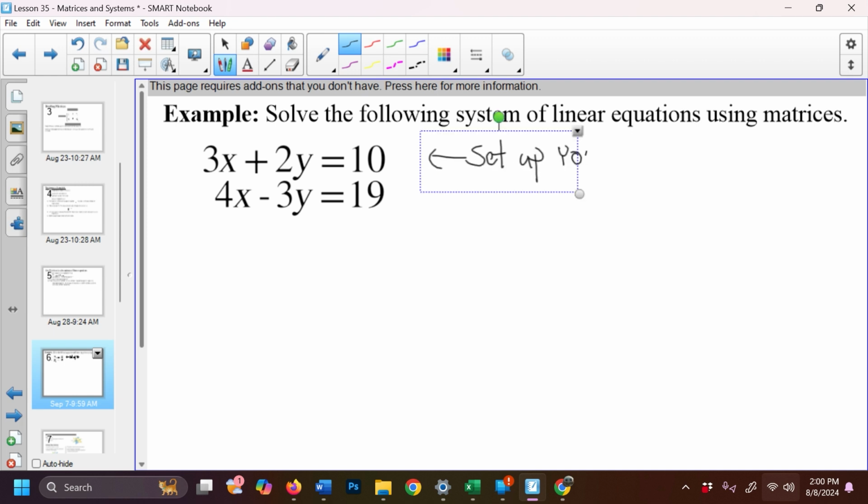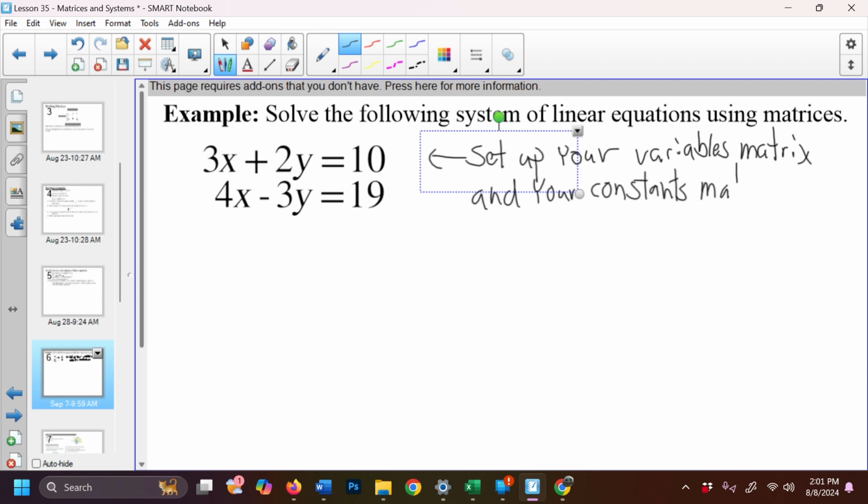your variables and your constants matrix. And what that looks like is I have already got it.